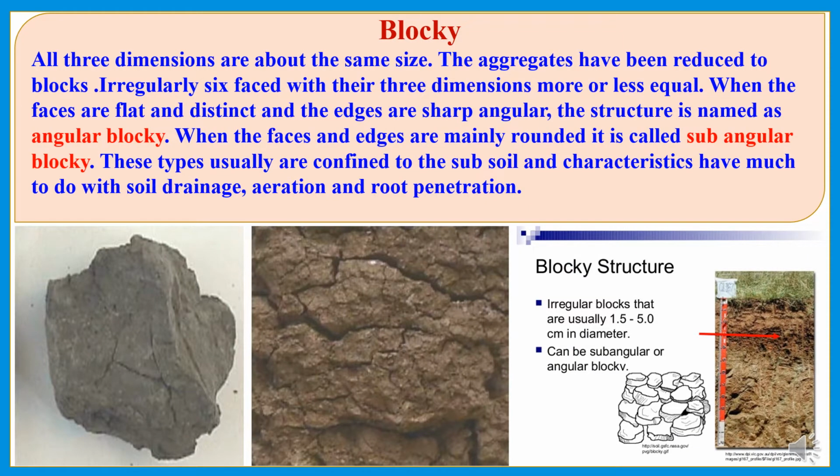Fourth soil structure is blocky. All three dimensions are about the same size. The aggregates have been reduced to blocks, irregularly six-faced with their three dimensions more or less equal. When the faces are flat and distinct and the edges are sharp angular, the structure is named as angular blocky. When the faces and edges are mainly rounded, it is called subangular blocky.